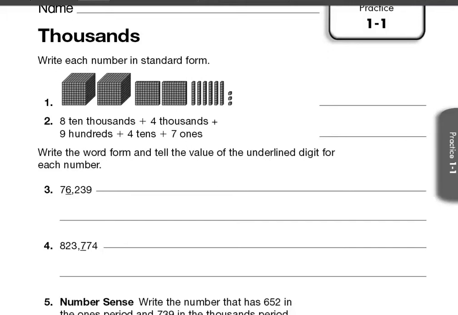Hello, boys and girls. Tonight's homework is 1-1 from your math book. We are doing place value to the hundred thousands place.